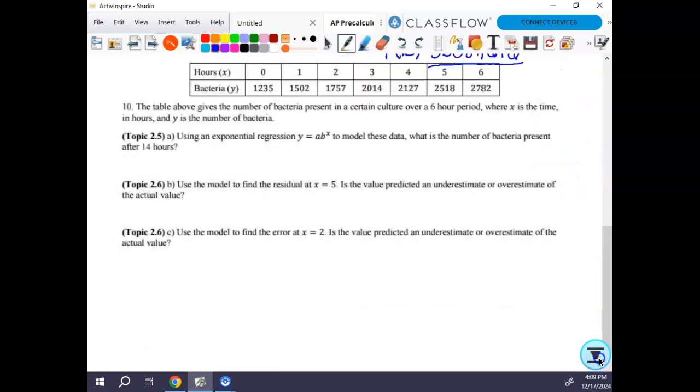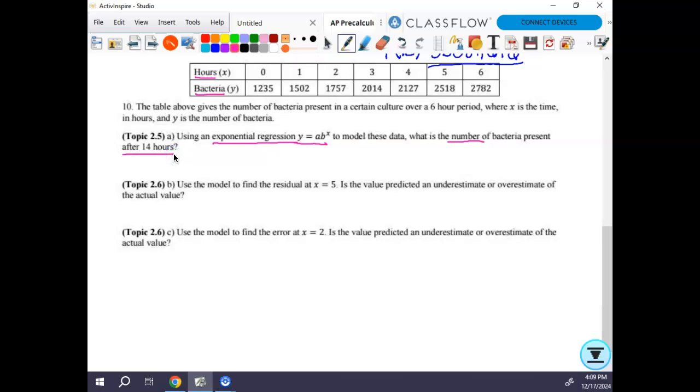Let's look at 10. It says the table above gives the number of bacteria present in a certain culture over a 6-hour period. Okay, so this is hours and bacteria, where x is the time in hours, y is the number of bacteria. Using exponential regression, it's like literally telling me what to do. To model these data, what is the number of bacteria present after 14 hours?